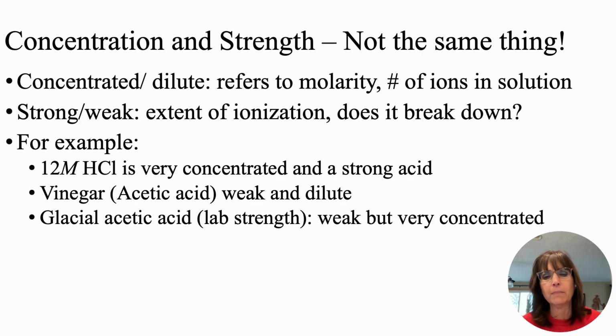So let's take a look at a few examples. 12 molar hydrochloric acid. 12 molar is very concentrated. Guys, that's 12 moles per liter. It's also a strong acid because hydrochloric acid is one of the 7 strong acids. Vinegar, or acetic acid, is weak. It does not break down all the way. In fact, it doesn't break down very much at all.